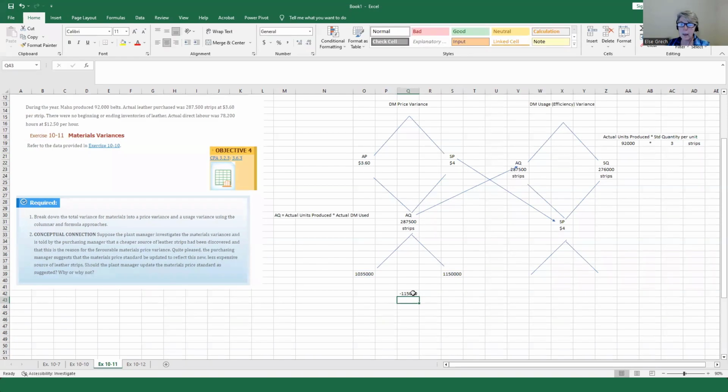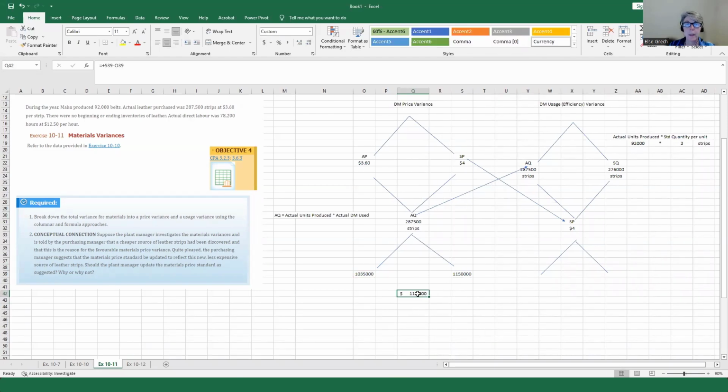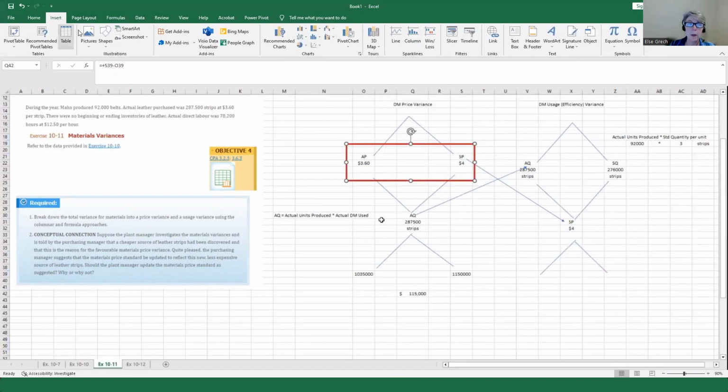That ended up being negative. I don't want a negative number. So I'm going to take the bigger one, subtract the smaller one. And I want to be clear, this is dollars. Is this good for the company or bad for the company? And to know whether it's good for the company or bad for the company, I have to look inside the diamond.